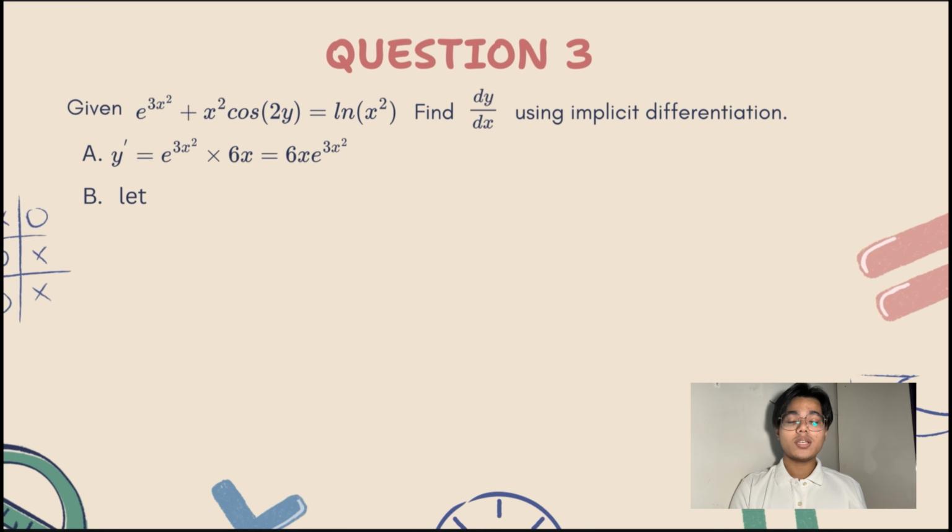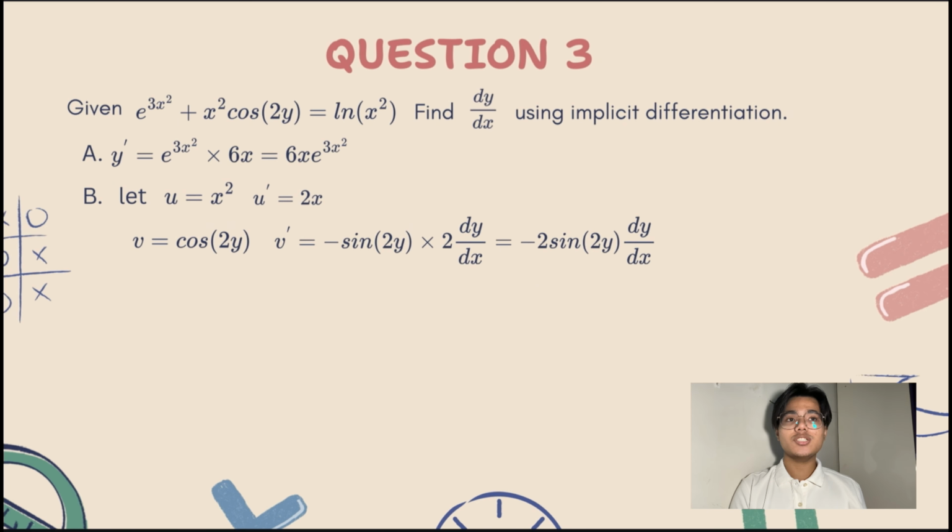x squared cos 2y, you guys have to differentiate it using product rule. So let u equal to x squared and differentiate the u into u prime equal to 2x. The same thing happened. V equal to cos 2y and differentiate the v into v prime equal negative sine 2y times 2 dy dx. So now combine it into a proper equation. Y prime equal cos 2y times 2x plus x squared times negative sine 2y times 2 dy dx.